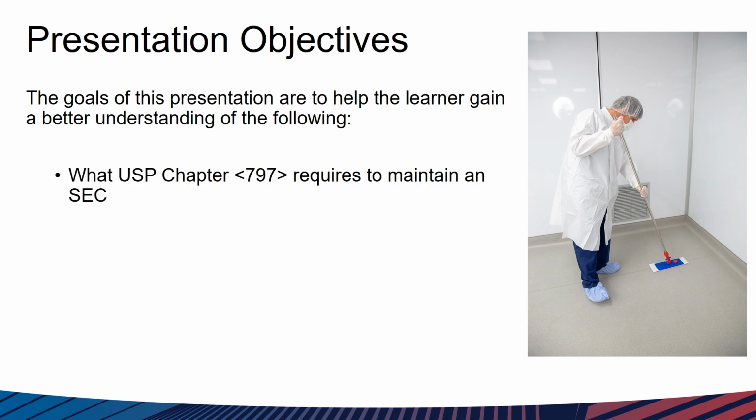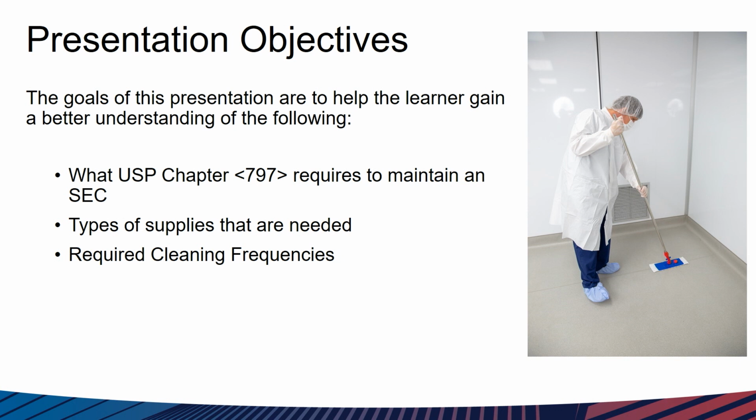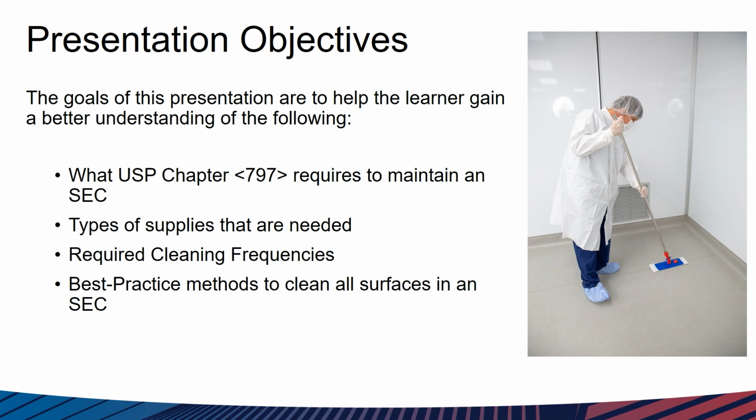I want you to leave here with an understanding of what the current chapter of 797 requires to maintain an SEC. We're going to talk about the types of supplies that you need to use and source when you're cleaning that room. We want to talk about the required frequency. How often does the chapter want us to clean those items? And that can vary depending on if we're making category 1 and 2 drugs or category 3 drugs. And we're also going to talk about best practice methods to clean all surfaces in an SEC.